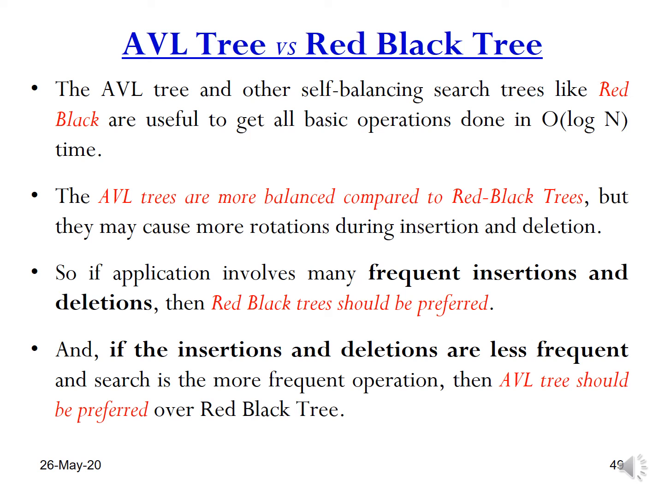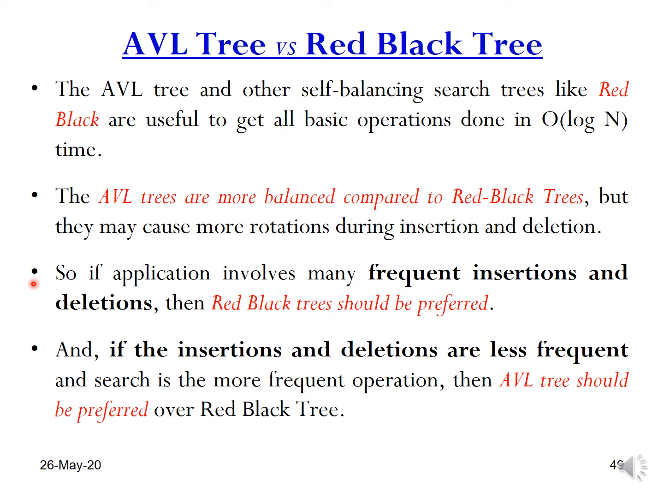The difference between AVL tree and red black tree. The AVL tree and other self-balancing search trees like red black are useful to get all basic operations done in order of log n time. The time complexity of AVL tree and red black tree is order of log n because they are self-balanced trees. The AVL trees are more balanced compared to red black trees, but they may cause more rotations during insertion and deletion. So we can say in AVL tree we perform more rotations in comparison to red black trees.